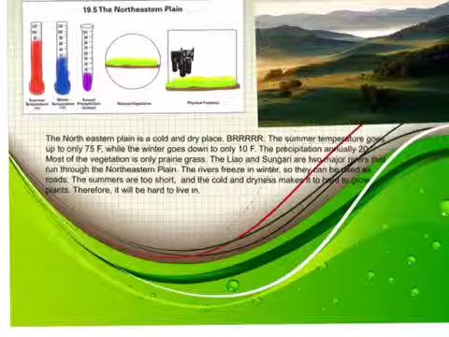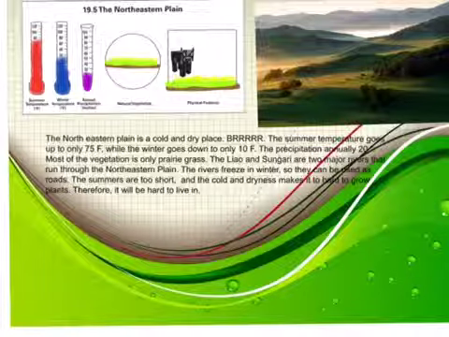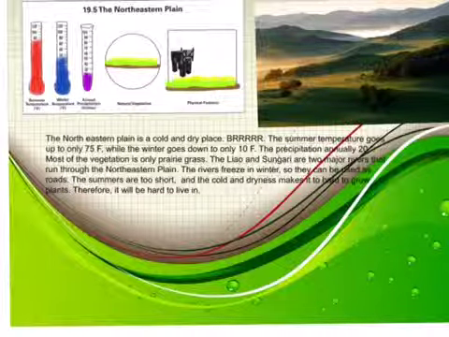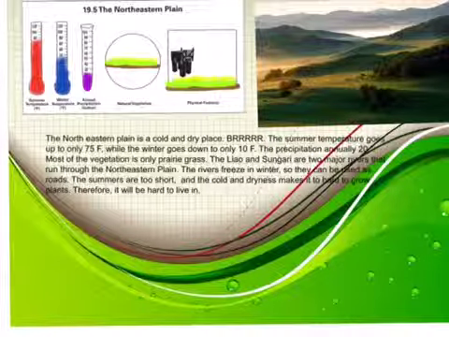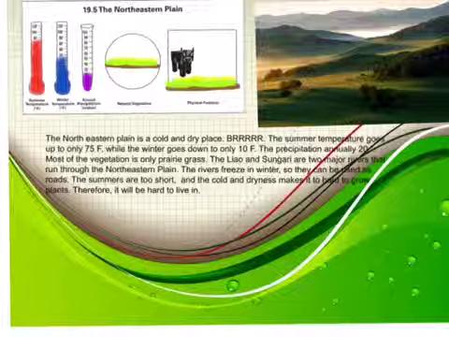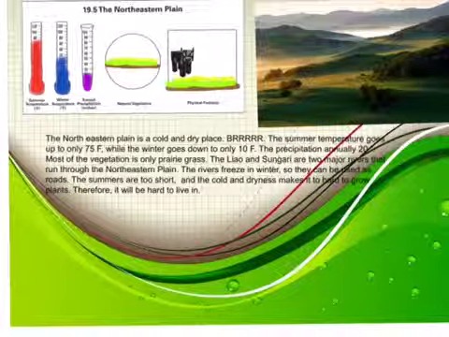The northeastern plain is a cold and dry place. Brrr. The summer temperature goes up only to 75 degrees Fahrenheit, while the winter temperature goes down to 10 degrees Fahrenheit. The precipitation is annually 20 inches. Most of the vegetation is only prairie grass.